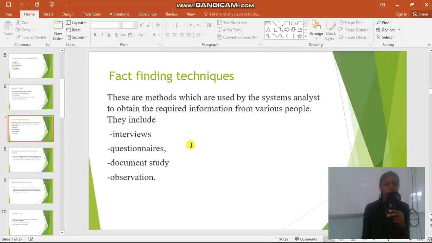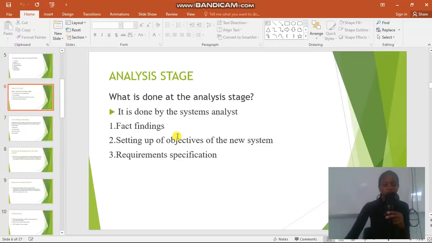I'm going to talk about the analysis stage, which is actually the first stage of the system development life cycle. I'm going to share with you what's being done under the analysis stage. Number one, we have fact finding, and number two, we have setting up of objectives of a new system. Let me start with fact finding.